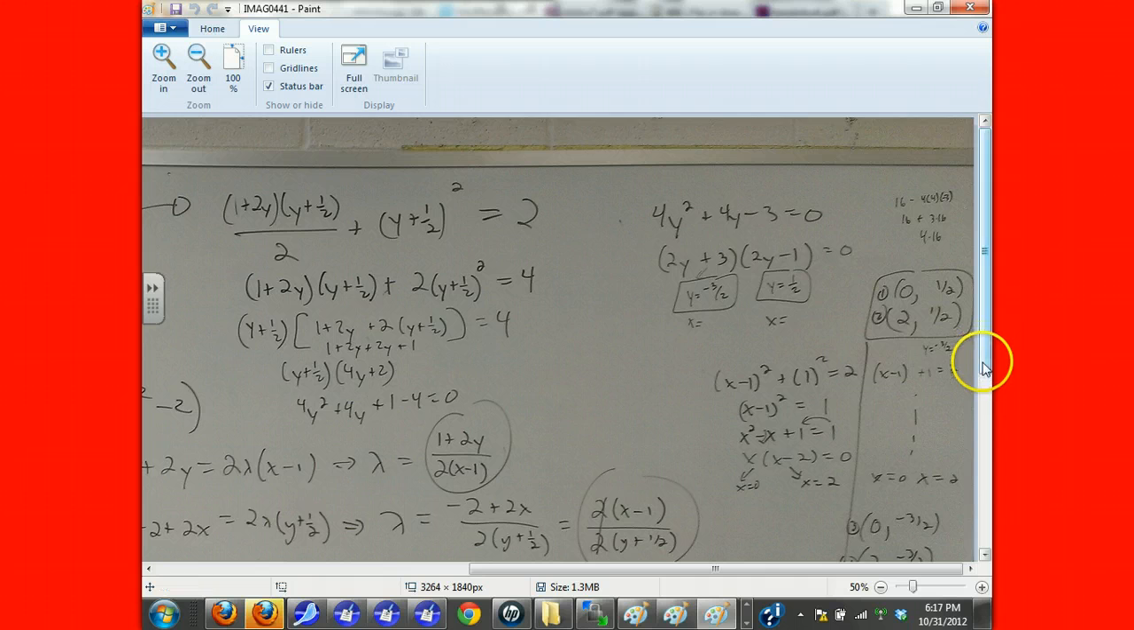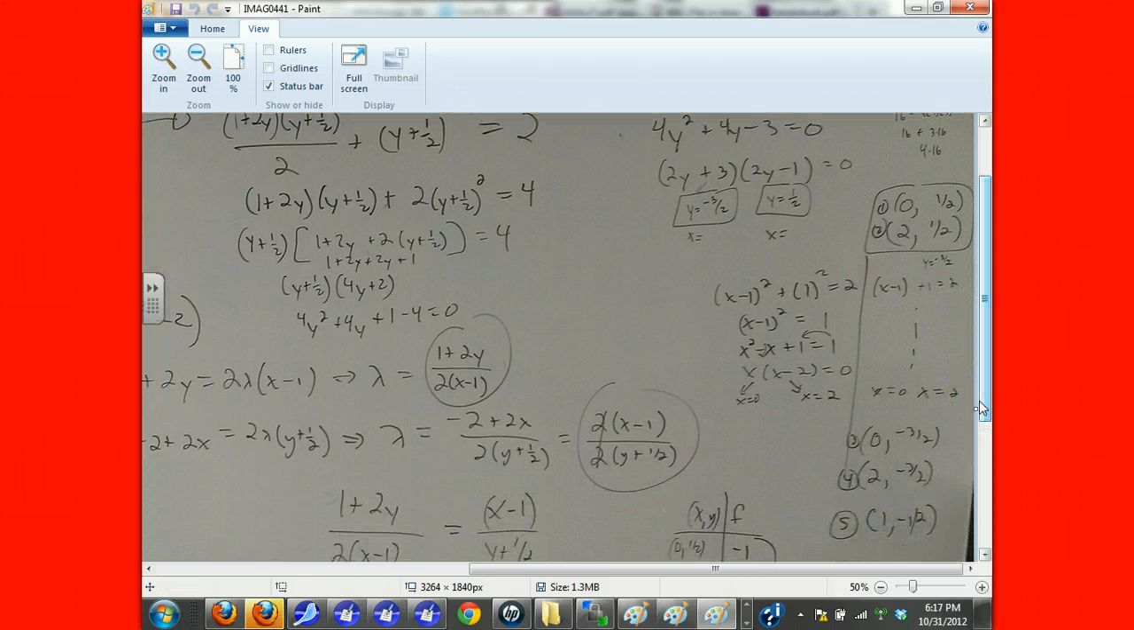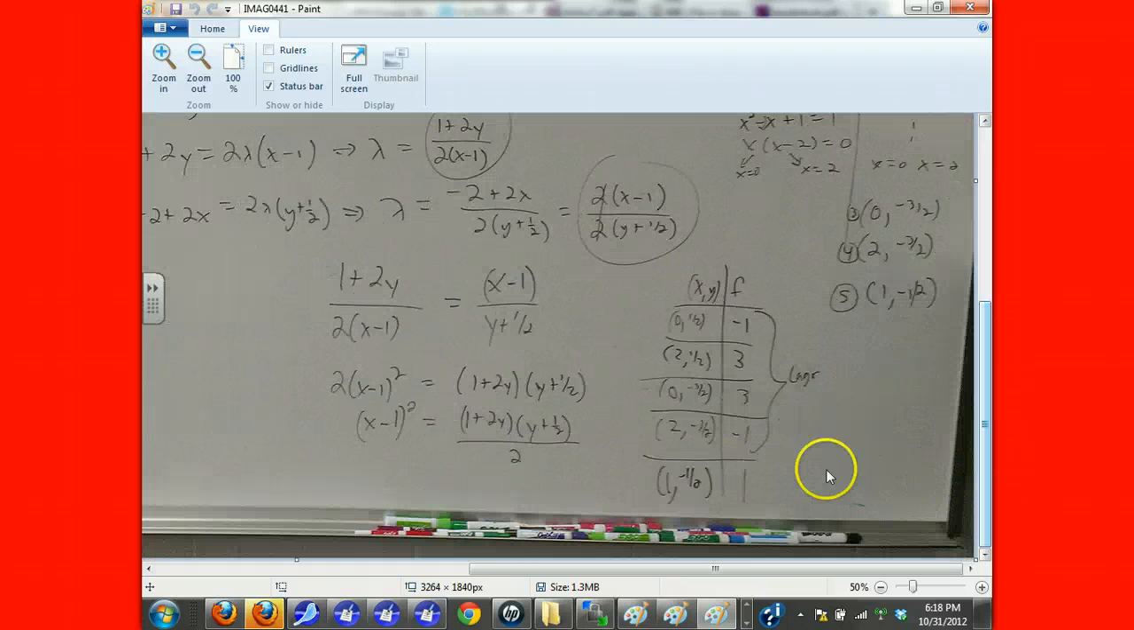So it turns out that there are 4 points on the circle. For a grand total of 5 points, you have the 4 points that are on the circle, and then the center, which was the critical point on the inside. And your job at this point is to make a chart evaluating the function f at these 5 different points. 4 of them are on the circle, and that we got from Lagrange. One is inside the circle as the critical number inside the circle.